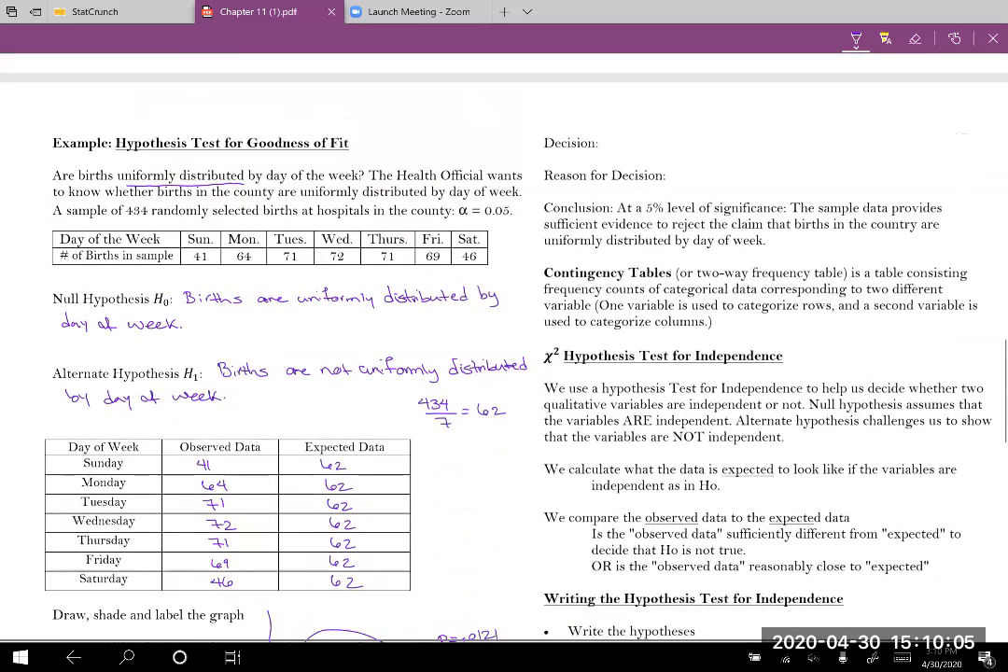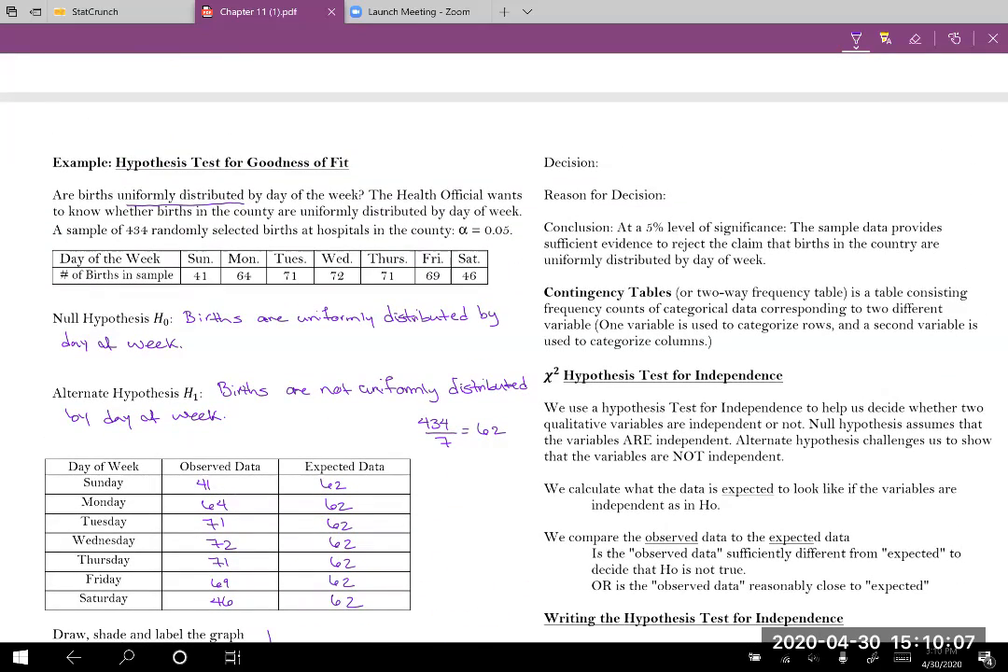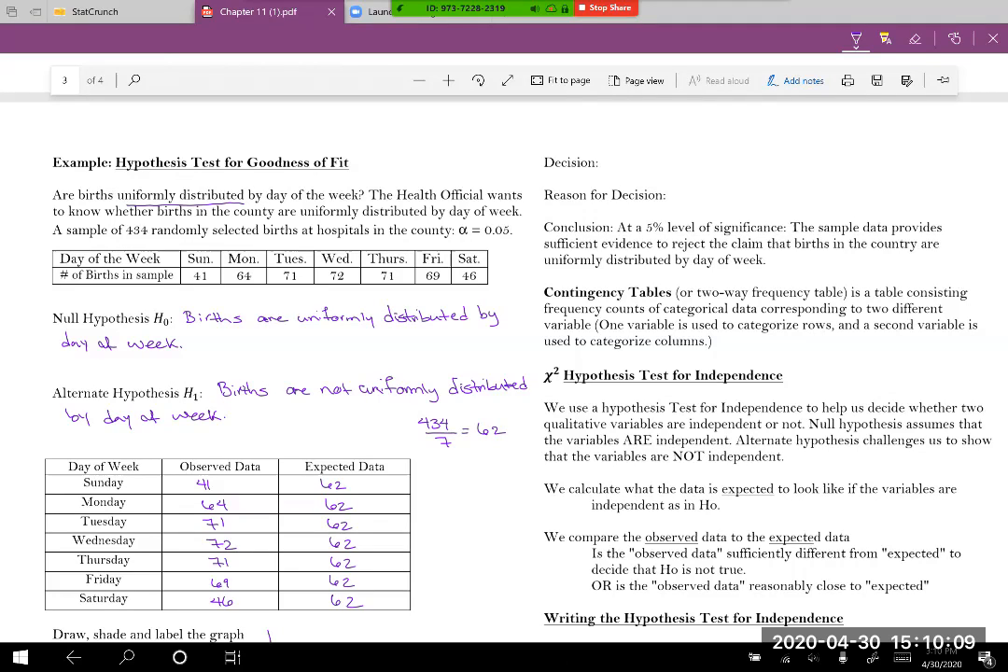Okay, so now we have to make a decision. The decision is to reject the null. I'm rejecting the null because my p-value, which is 0.0121, is smaller than alpha. So at the 5% level of significance, the sample data provides sufficient evidence to reject the claim. We were testing the claim that births in the county are uniformly distributed by the day of the week, and we reject that claim.